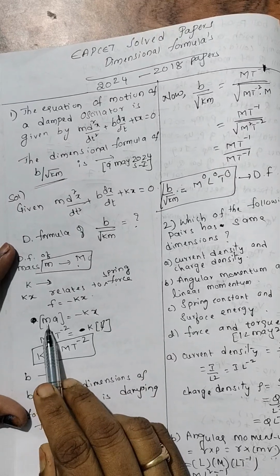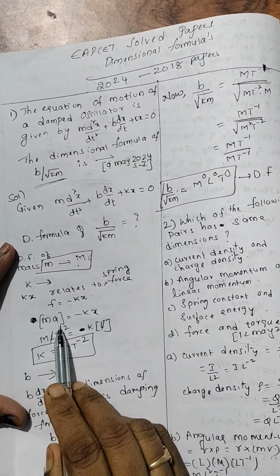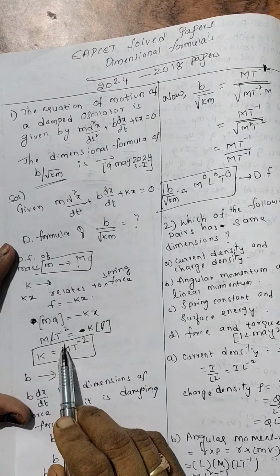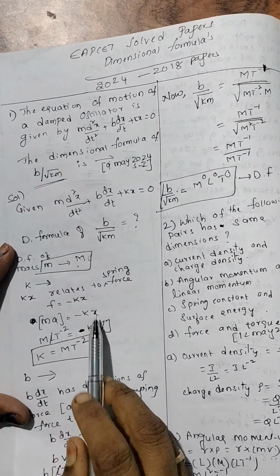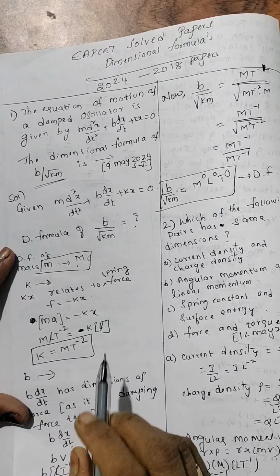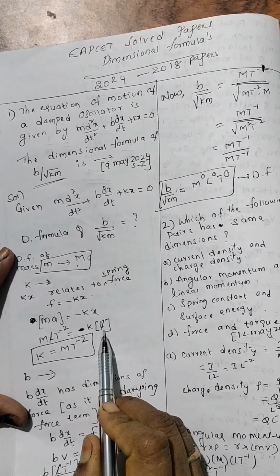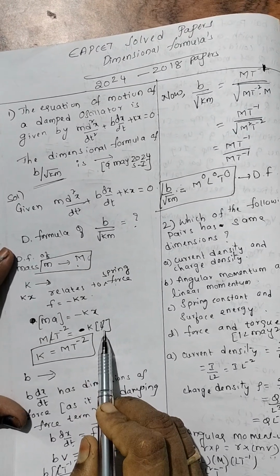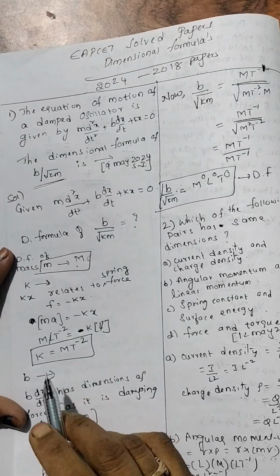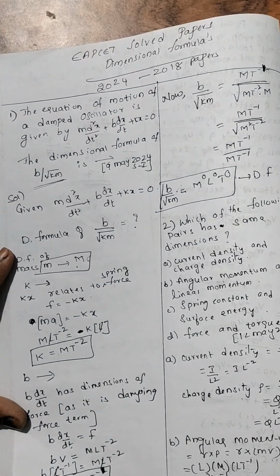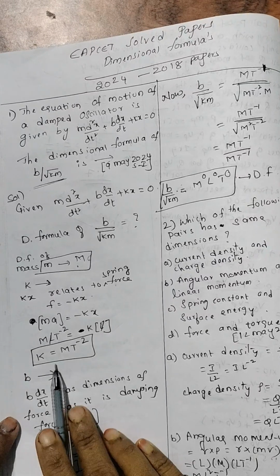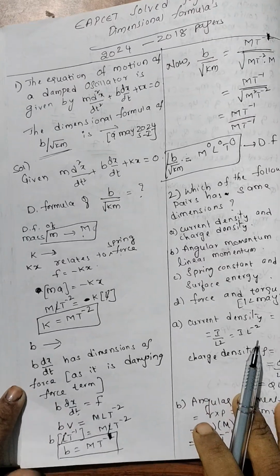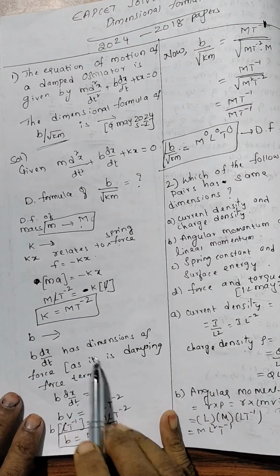Now the dimensional formula for acceleration is LT^-2. This is equal to k into x, and x is the displacement, denoted by length itself. So in the place of x we write L. L strikes off, so we got the dimensional formula for k as MT^-2. Next, let us find out the dimensions of b.